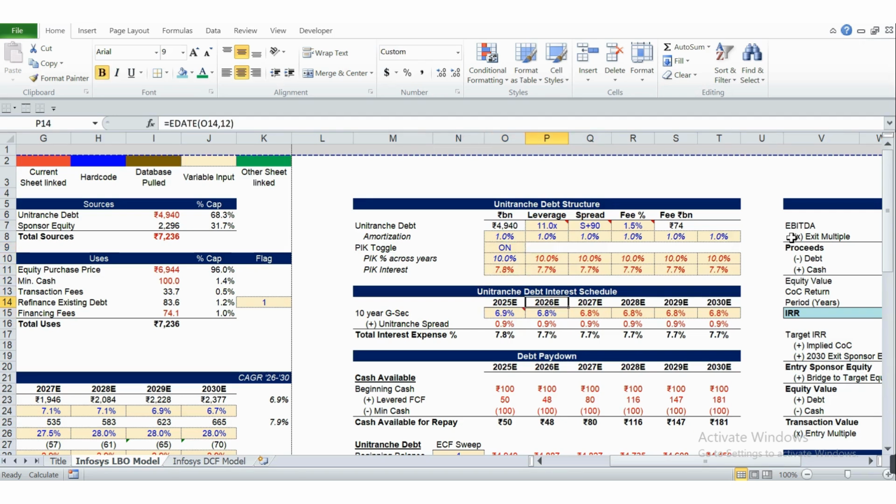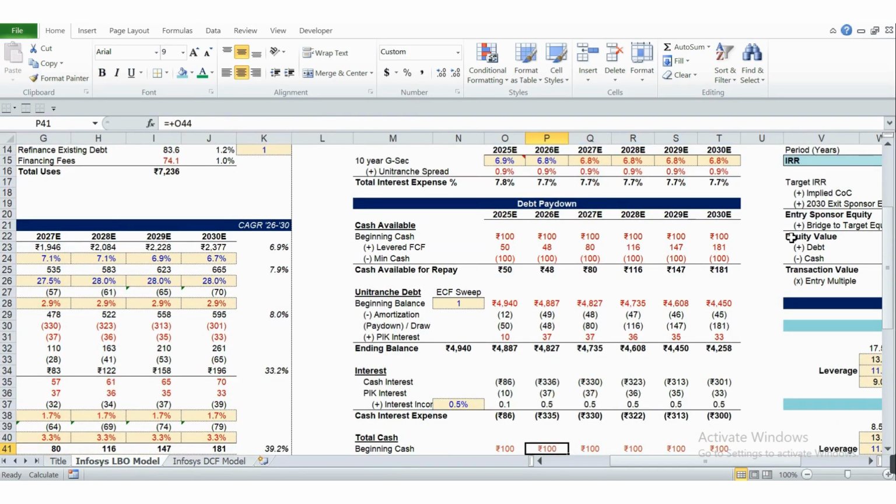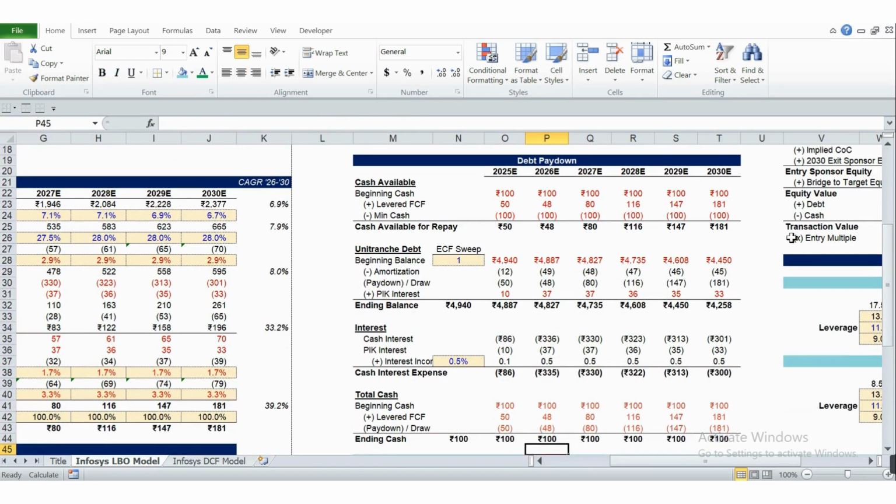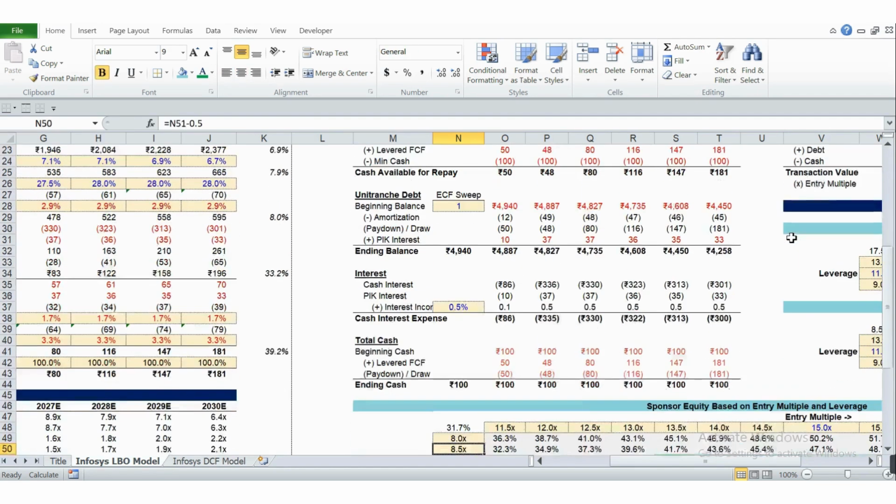Then what is the debt interest schedule, and how the debt interest expense is created. Then we have a section on debt paydown. Herein we will be seeing what all is going into debt, basically what cash is available to repay the debt, and what parts of debt we are repaying, in what forms we are repaying the debt. One can be the mandatory amortization, one can be paydown, and one is PIK interest, which is again a very interesting thing which we'll be talking about when we discuss this debt structure.